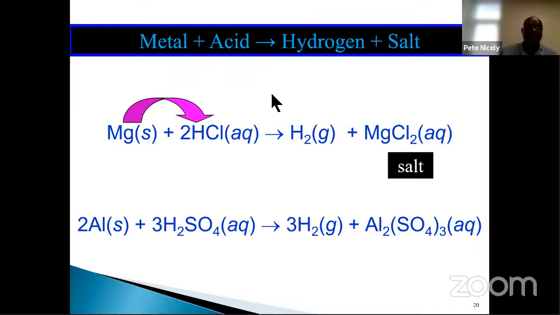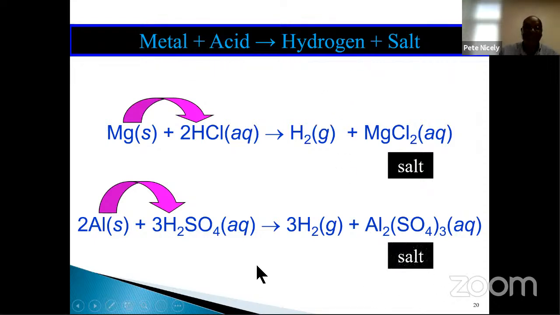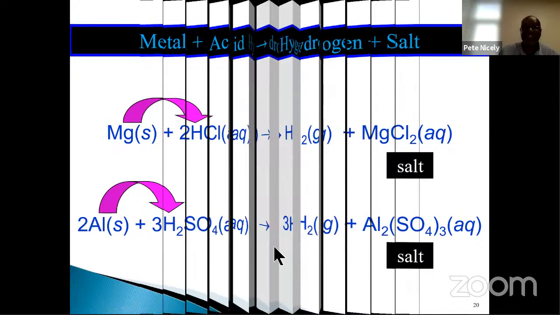Okay, so the aluminum is reacting with the acid to form aluminum sulfate and hydrogen. And again, what is happening here is that the aluminum is displacing the hydrogen, and you're going to end up with your products, all right? So that's what happens in single displacement reactions, where you have a metal reacting with an acid to form hydrogen and a salt. So that's what happened in those instances.